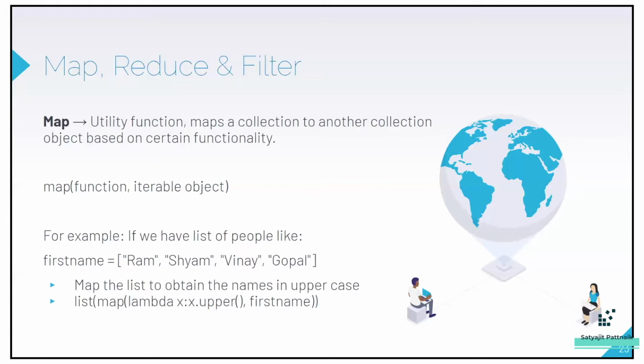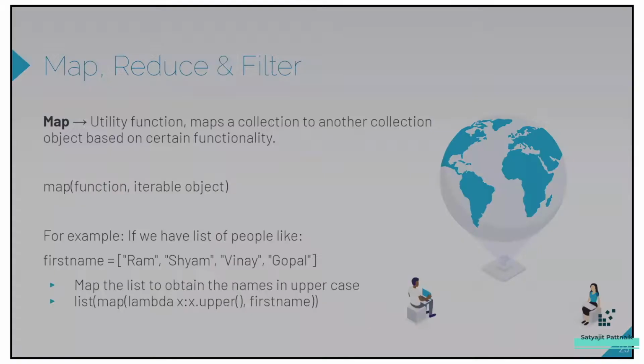So what I'm doing is calling list of map of lambda x colon x dot upper. That's going to be my function. Now what is my function doing? It's converting x into x dot upper. On what is it converting? What is the iterable object? The iterable object is first name. So let's try to understand.